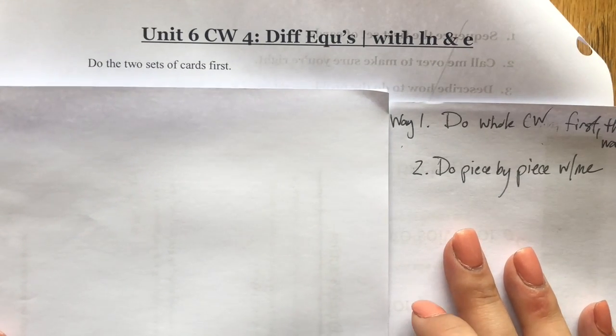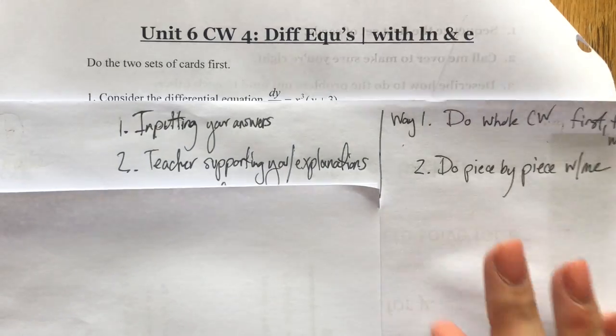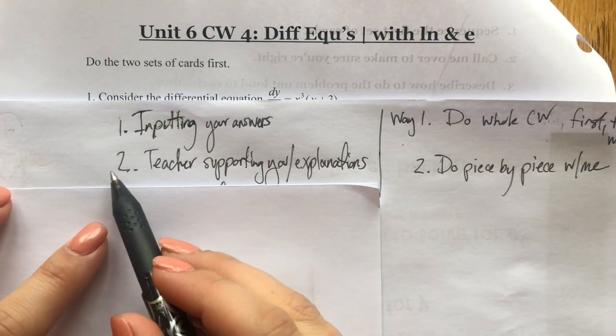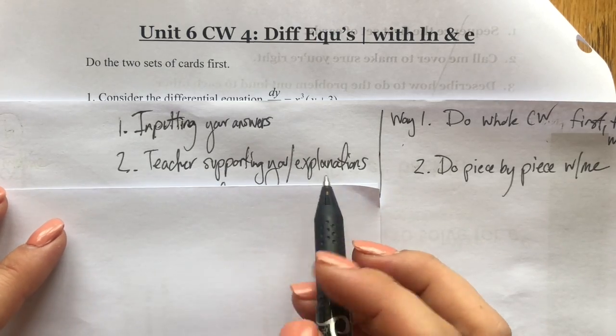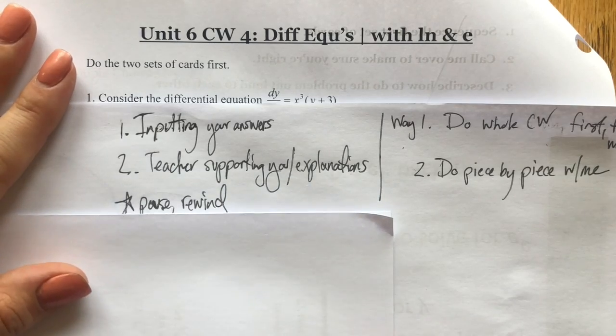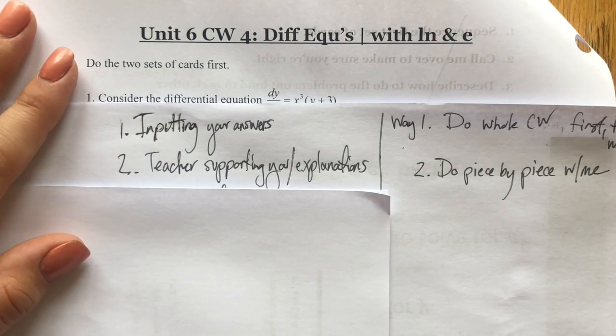So here's the reason we're doing a classwork as a play pause it. So A, it's to input your answers, hold you accountable, make sure you're doing your stuff and I can know where you're at, okay? But 2 is what I think the main reason we're doing it as a play pause it: the teacher, that's me, supporting you with explanations.